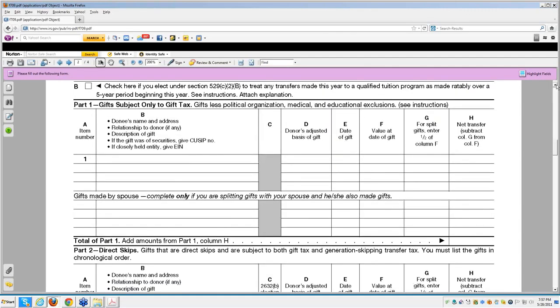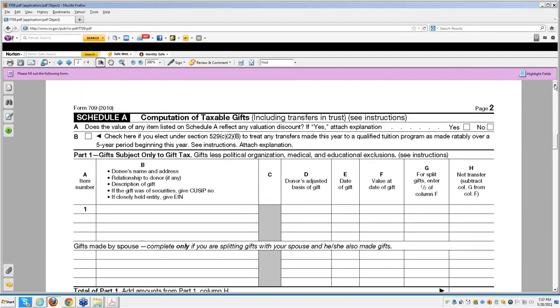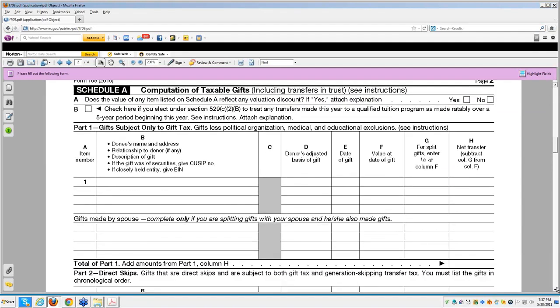Now here's your Schedule A. Okay. Put your item number. Donee's name and address. That would be the lender. Lender first? Yeah. Okay.